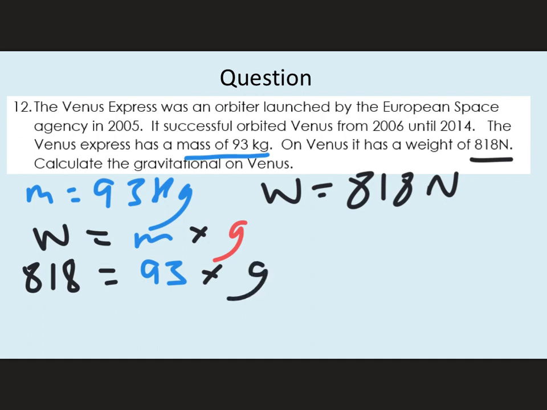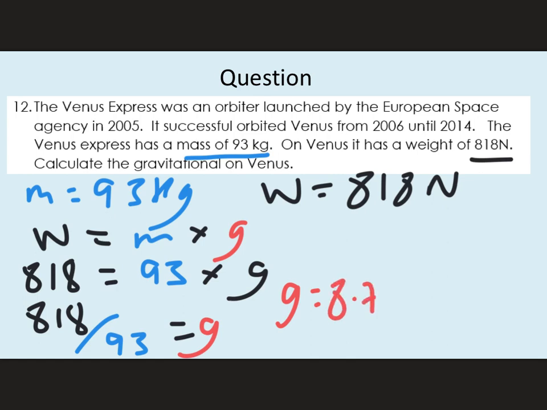So to successfully rearrange the equation, we've got 93 times G. So to get rid of that, we need to divide. So on the opposite side, we're going to get 818 over 93. And that's going to equal our gravitational field strength G. And we can put that number into our calculator to find out our answer. So putting that number into our calculators, we've done 818 divided by 93, we get 8.795698, and so on and so on. So you can round that up.